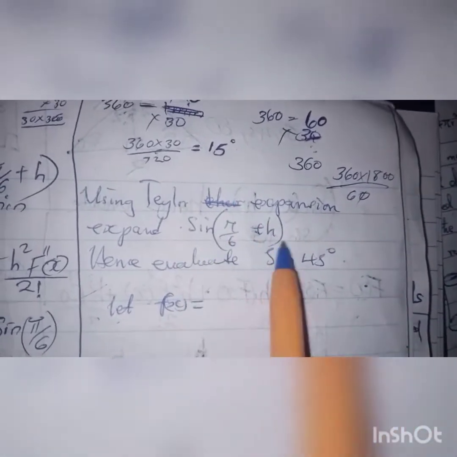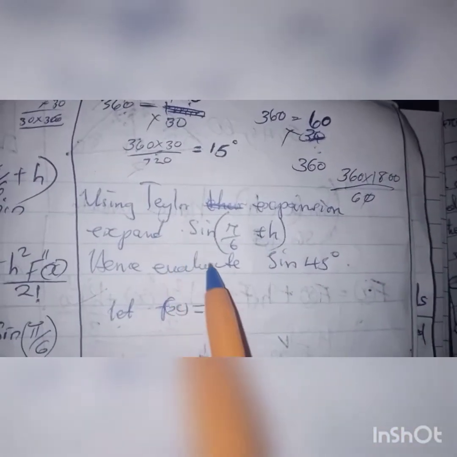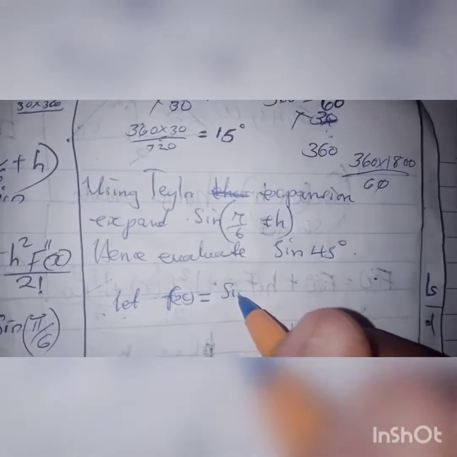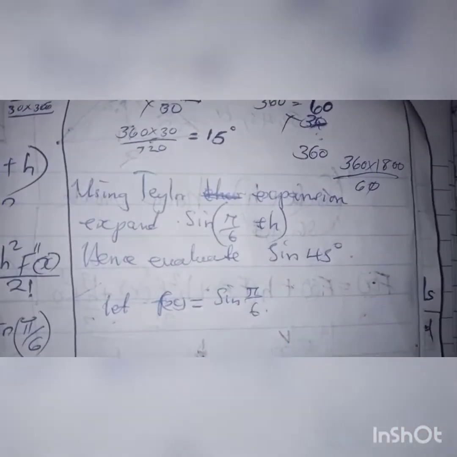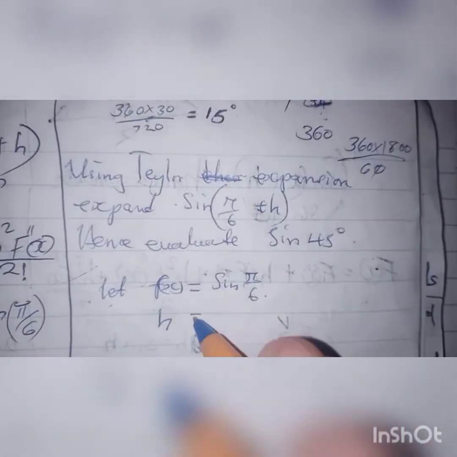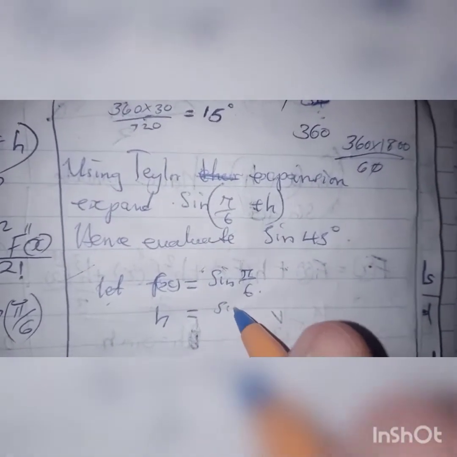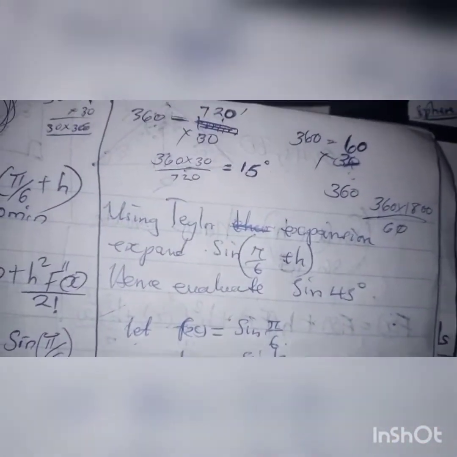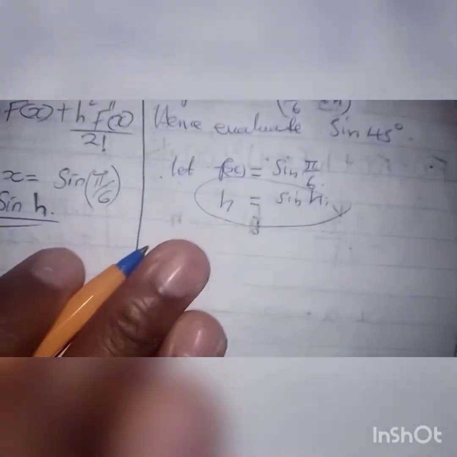So when you have been asked to expand that one, you let your function of x be sine of pi over 6. Then determine your small change h. Your small change h should also be in terms of sine, which is sine of h. This is the small change, so leave it alone first.